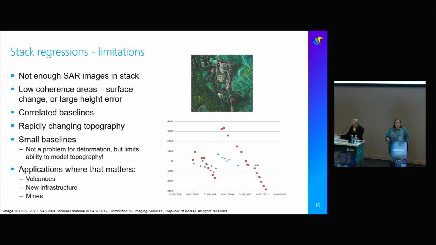Small baselines, you would expect me to say aren't a problem, and they're not, but they do limit our ability to model the topography. And that's particularly a limitation in urban environments. So sometimes a little bit of baseline is nice, some of the time. And applications where these limitations matter: I'm going to talk quite a lot about mines, but it's also important for things like volcanoes and also for new infrastructure. And any time we're neglecting the impact that DEM changes can have, we're going to be limiting what we can do, particularly for these applications.